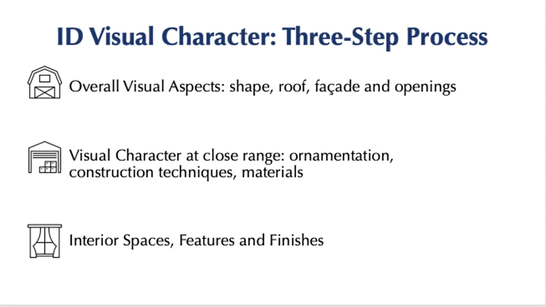Step two looks at the visual character of the structure at close range, studying and noting ornamentation and other details, construction techniques, and what materials are used in the construction of the buildings, such as wood, stone, concrete, glass. You might notice the use of native materials such as regional stone types or wood timbers from local forests. You could identify joining techniques, whether through the use of pegs or dovetail joints, nails, and other fasteners.